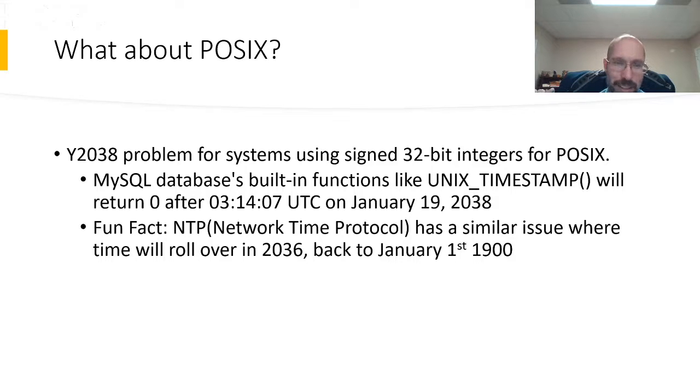It's not like it's down to the wire here, but just know that even if you're converting future times to POSIX, after 2038, you're not likely to get the result that you expect. As a fun fact, the network time protocol NTP has a similar issue where time will roll over in 2036, back to January 1st, 1900.